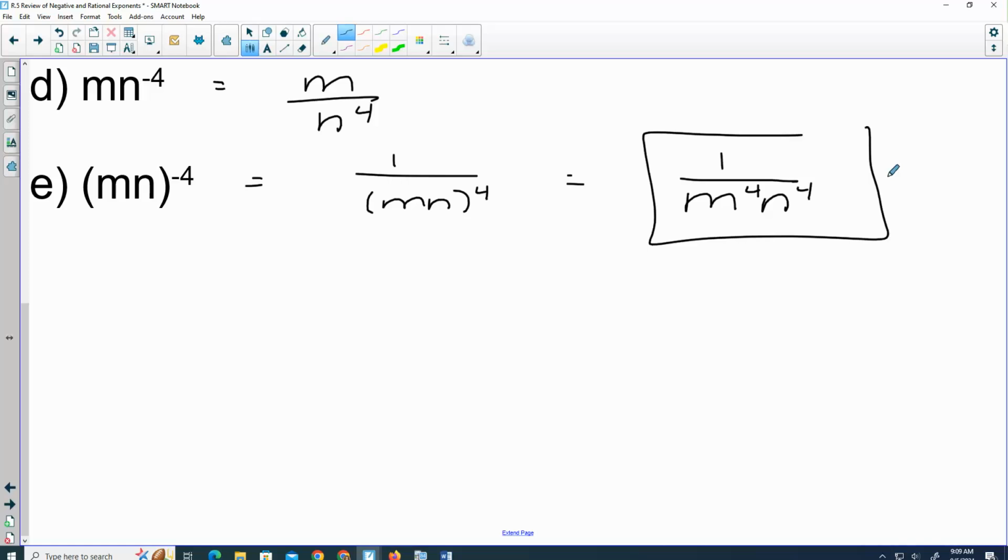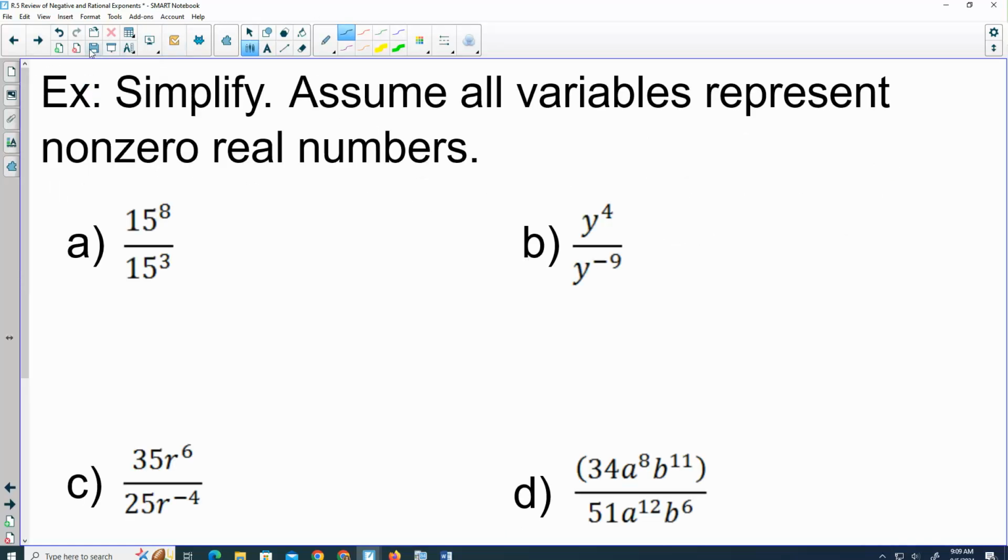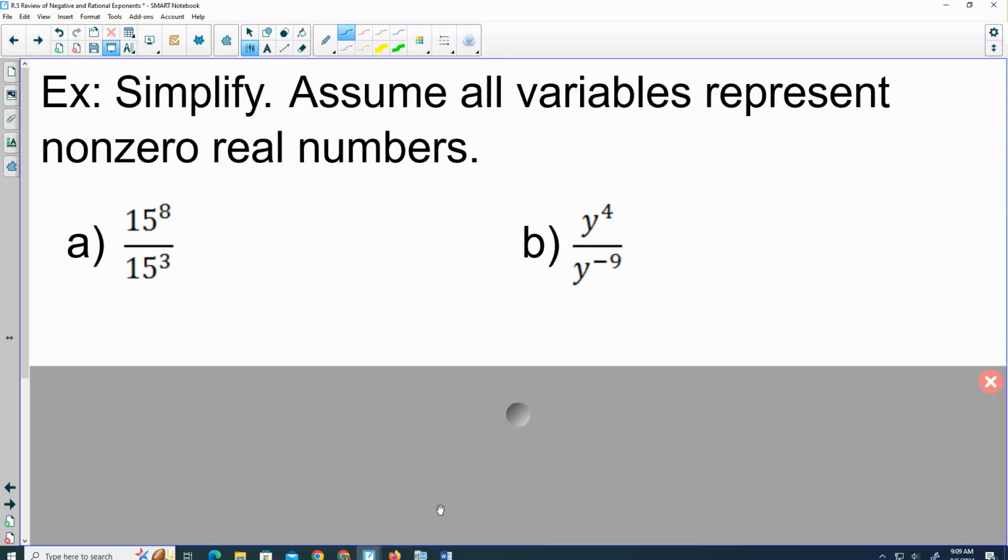All right. Any issues with these? Well, let's try some more. So I want to simplify. It's always going to tell you all the variables represent non-zero numbers, just because if it ends up on the bottom, it can't be a 0. So that doesn't really change our process for solving this at all.